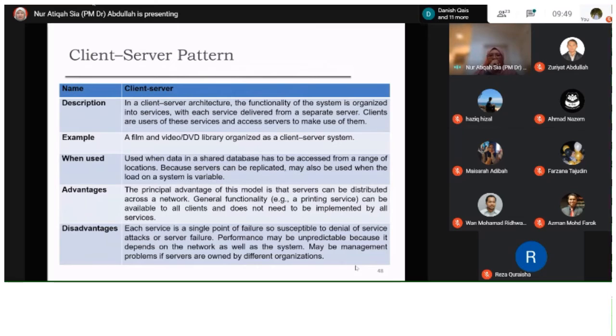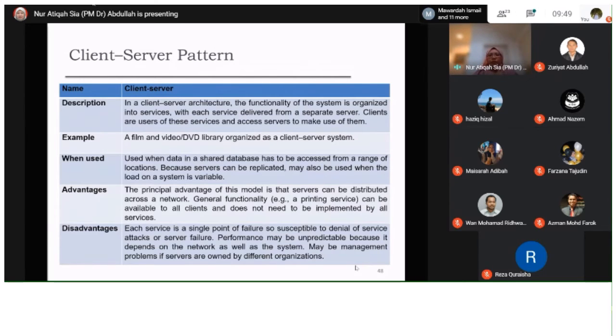Okay, client server. Advantage of it actually is can be distributed across a network. Okay, across the network, and can be advantage for all the clients untuk guna pakai. Okay, guna pakai untuk satu service atau semua satu database yang sama.